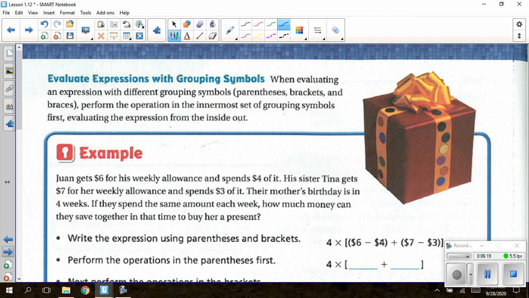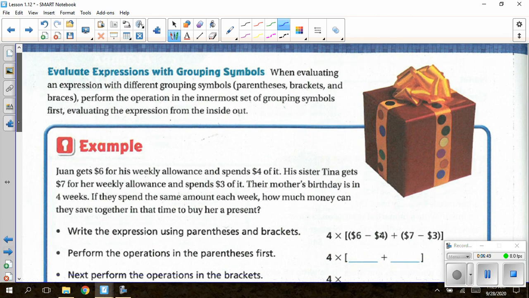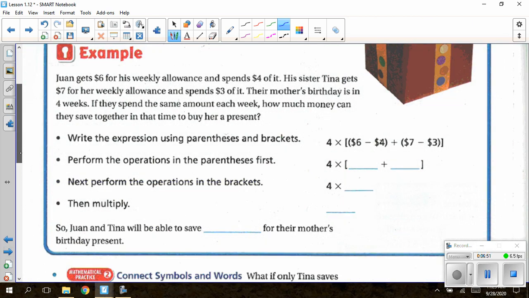So now going to the next page, 74. Evaluate expressions with grouping symbols. So when evaluating an expression with different grouping symbols, for example, parentheses, brackets, and braces, perform the operation in the innermost set of grouping symbols first, evaluating the expression from the inside out. So we always work from the inside out when we are solving these. You'll start with the parentheses, then you'll solve the brackets, and then if there are braces, you would solve that next. And anything that would be outside of that would then be solved last.